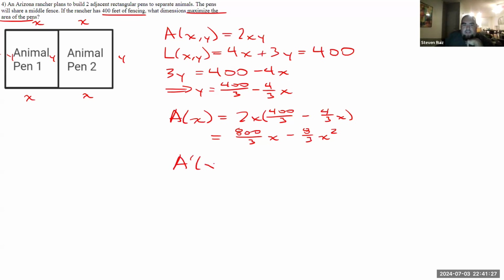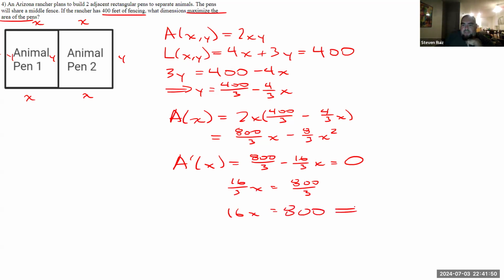In order to find a critical value, we should take a derivative. So we get 800 thirds, minus 16 thirds x, and I want to set that equal to 0. So finally, 16 thirds x equals 800 thirds, or 16x equals 800. I believe that comes out to be finally a nice even number. x equals 50. I'm just going to be paranoid. I believe 16 times 5 is 80. Yep. So 50.